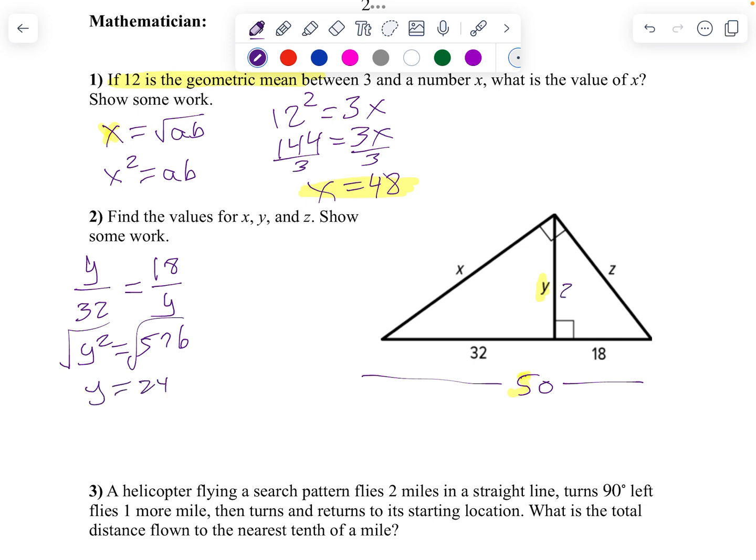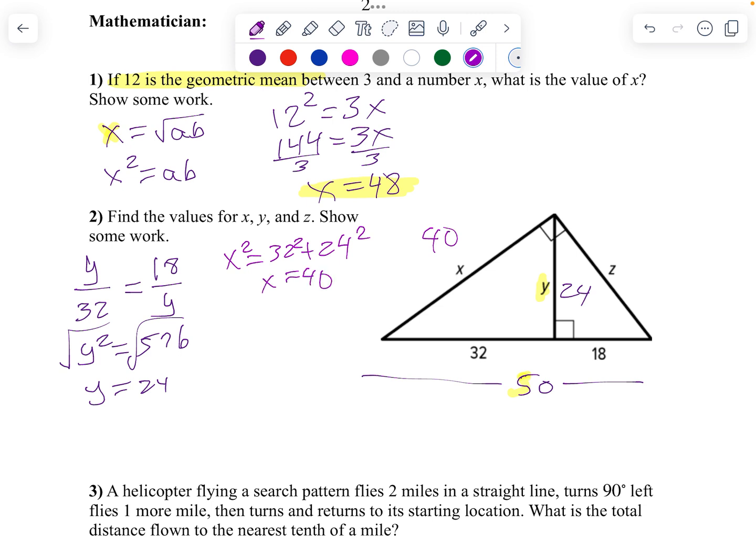Well, now that we know y is 24, we can use the Pythagorean theorem to solve for x. X is my hypotenuse, so x squared equals 32 squared plus 24 squared. So 32 squared plus 24 squared. You could use your geometric mean on this one, but we get 40, don't we?